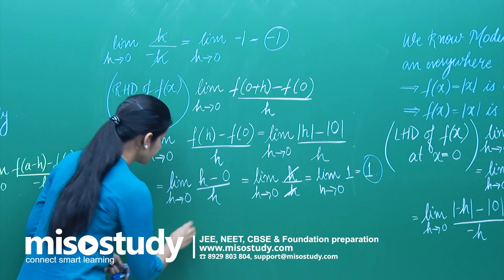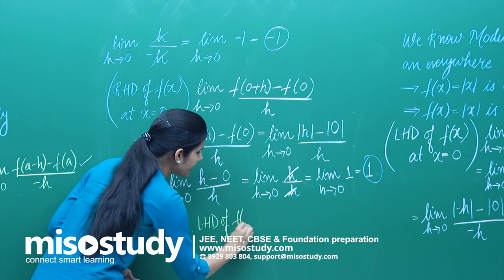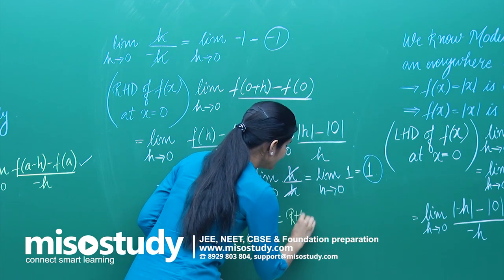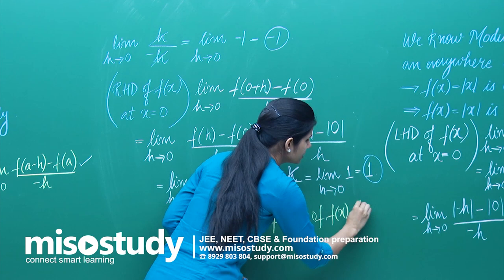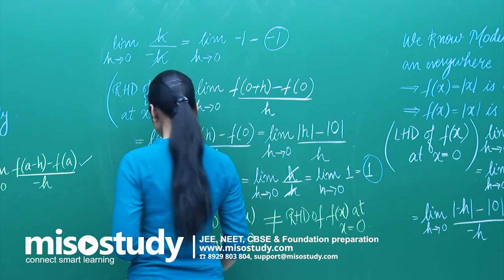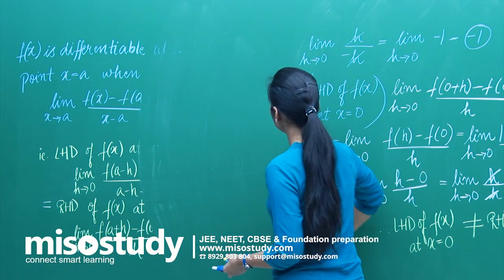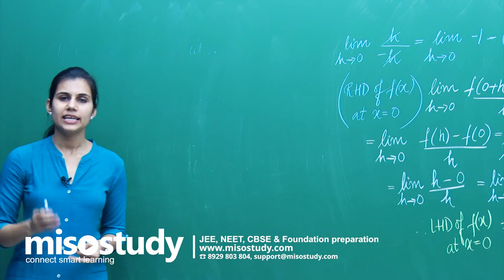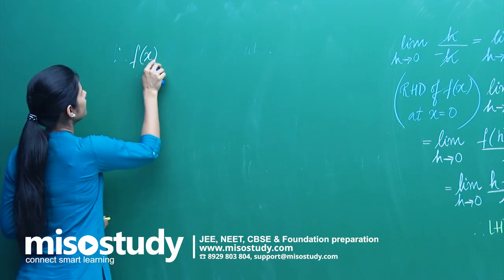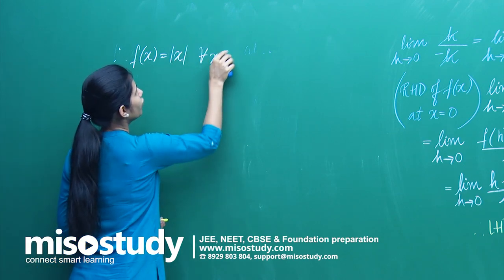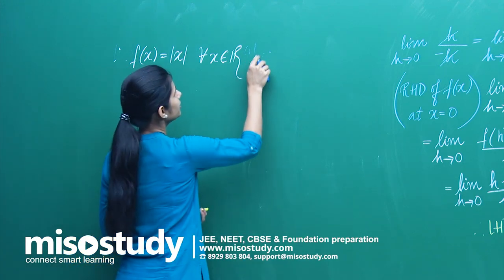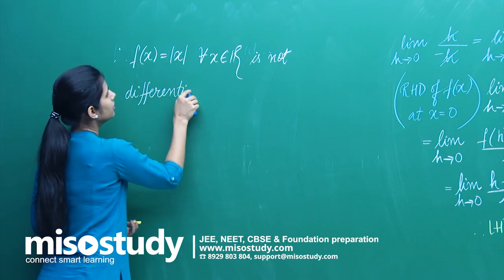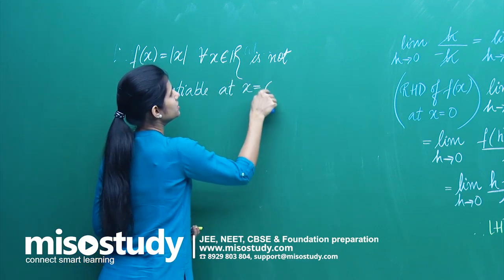So what I have got is left hand derivative of f at 0 is not equal to right hand derivative of f at 0. And because this is what is holding, that is why, what is it that I have? My function f(x) equals mod x is not differentiable at x equals 0. f(x) equals mod x for all x in the collection of all reals is not differentiable at x equals 0.